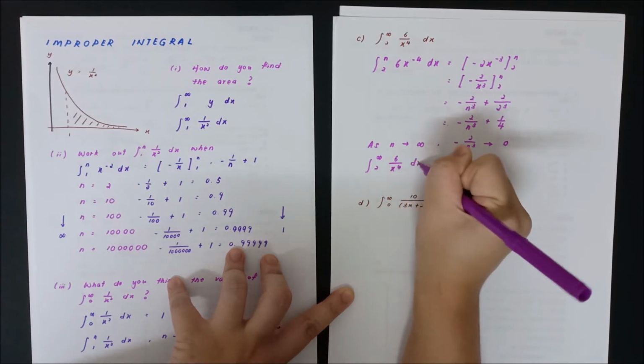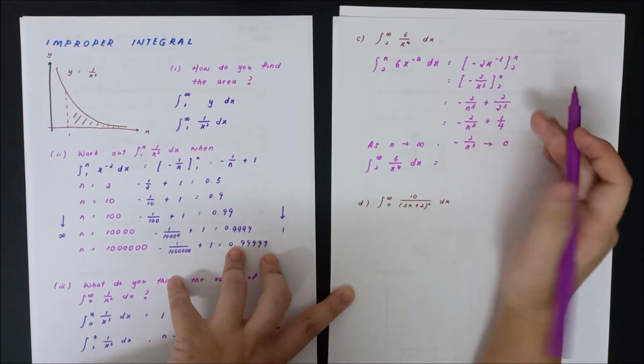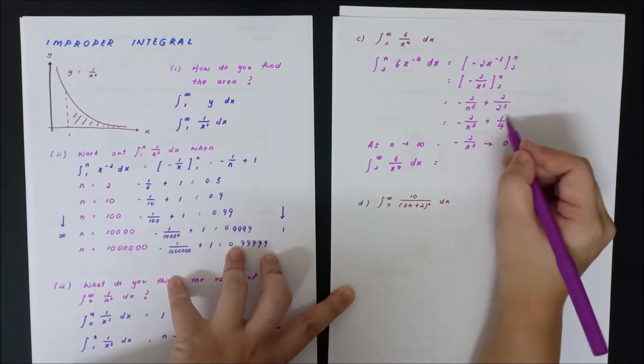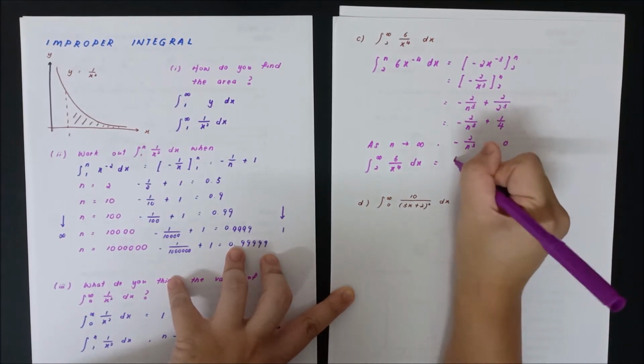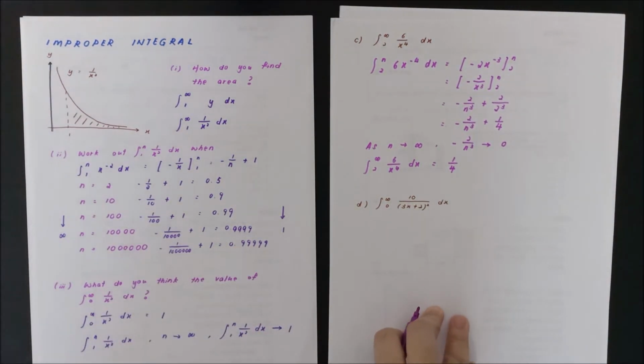6x^4 dx is actually equal to, so this one becomes 0 already. It's not like it becomes 0, but approaches 0. So when you plus 1 over 4, it's going to be 1 over 4. So that will be your answer. Okay, so let's move on to D.